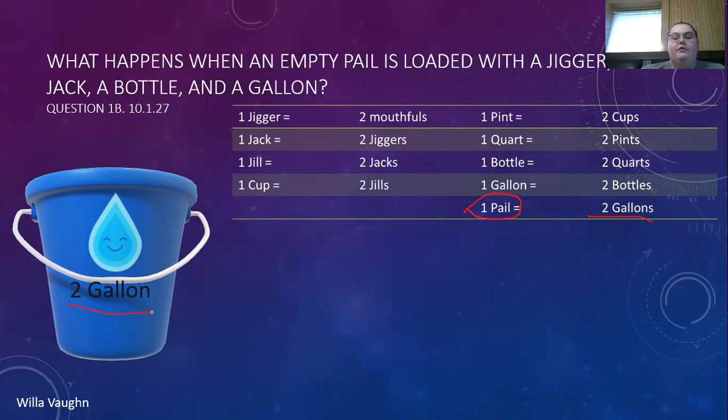So we have 2 bottles equals a gallon, but we only have 1 bottle being put in there, so we're going to have a half gallon, not a whole one. Then we're going to fill it with 1 jigger, which is going to be 2 mouthfuls, and 1 jack, which is 2 jiggers. So that means that we'll have 6 mouthfuls basically go into the pail. So when all of that is filled, our 1 gallon, our half gallon, and our 6 mouthfuls, we will have room for 1 more mouthful.